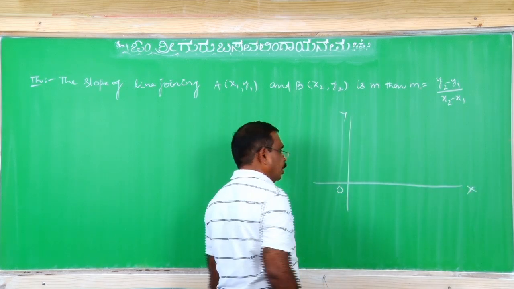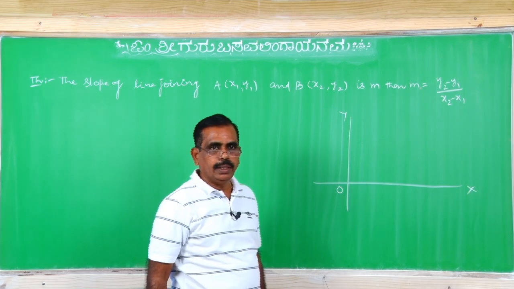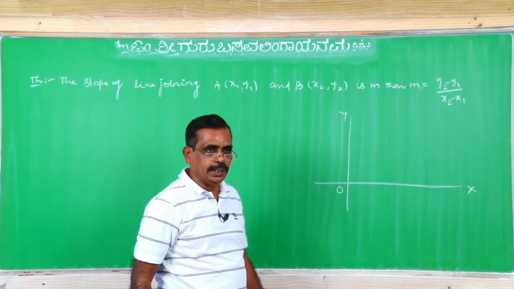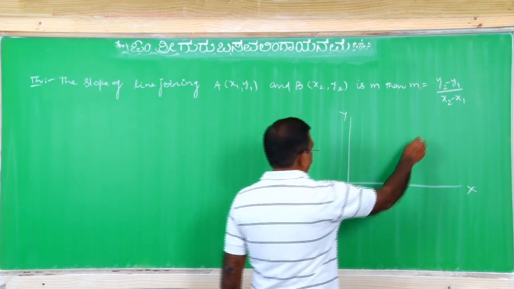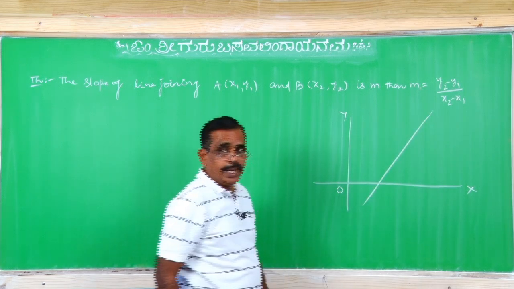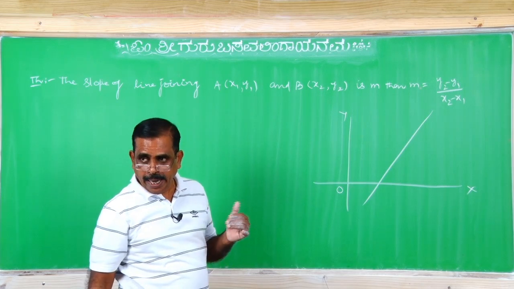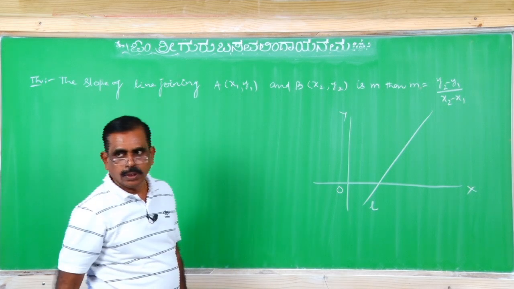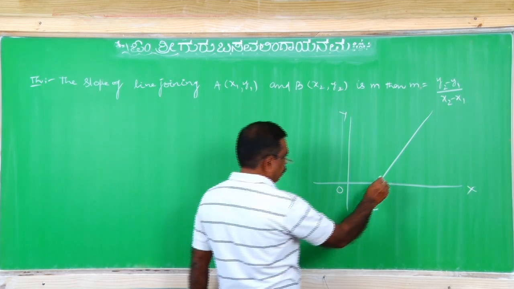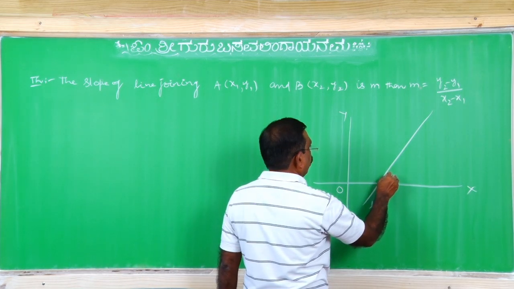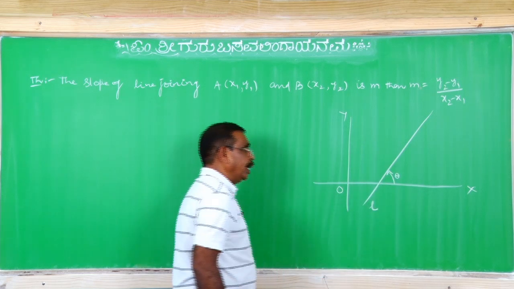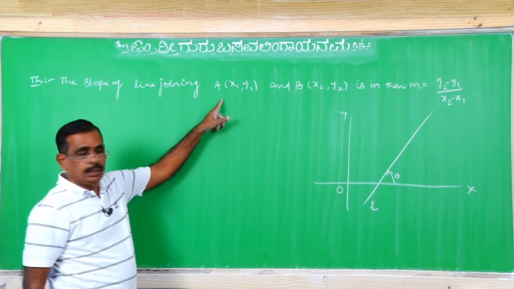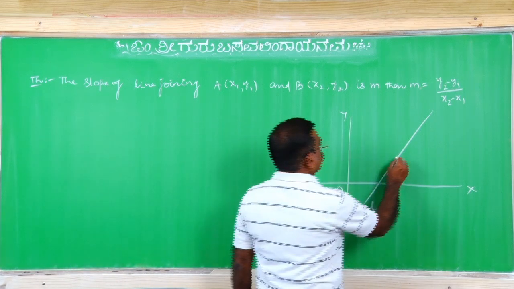X-axis, origin. Listen to my words carefully. This is the x-axis, this is the origin, this is the y-axis. Now you take a line L. The line is denoted by the letter L. In this manner, it makes an angle theta. Here on this line, how many points are there? 2 points. The line passes through these 2 points.